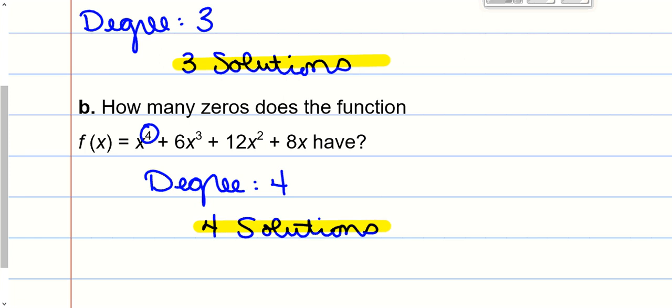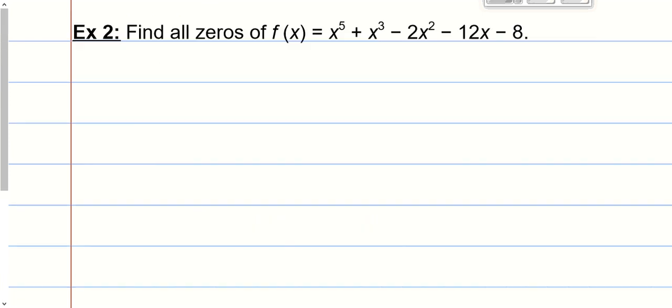All right, so moving on here. This says find all zeros of f of x equals x to the 5th plus x cubed minus 2x squared minus 12x minus 8. We're going to find all those solutions. An easy way for us to do that is going to be graphing, and we're going to use that calculator to our advantage. So let's pull up the calculator.